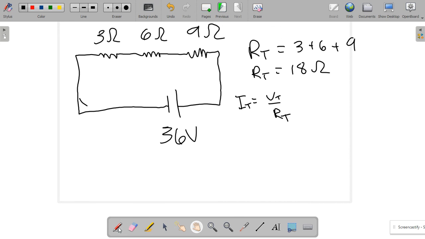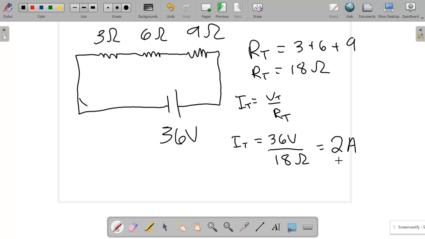Now, here's what we'll do. So IT, that's our total current. IT is going to be equal to, what's VT? Well, that's the applied voltage of 36 volts. What's RT? Well, we just found that is 18 ohms. So I told you I was going to make the numbers work out nice. This gives us 2 amperes of current, or 2 amps would be the slang way of saying that. So our total current is 2 amps.